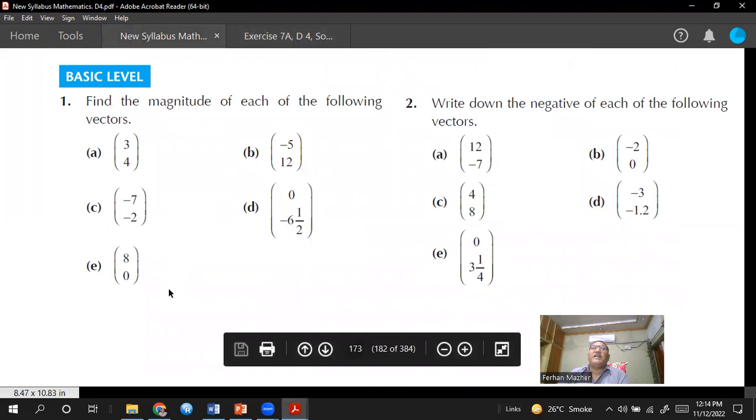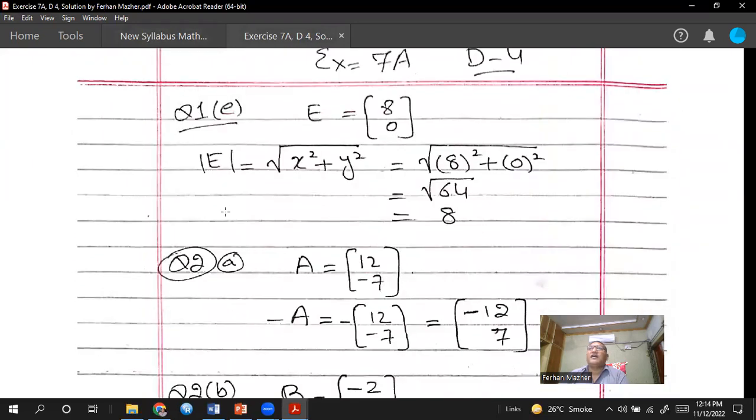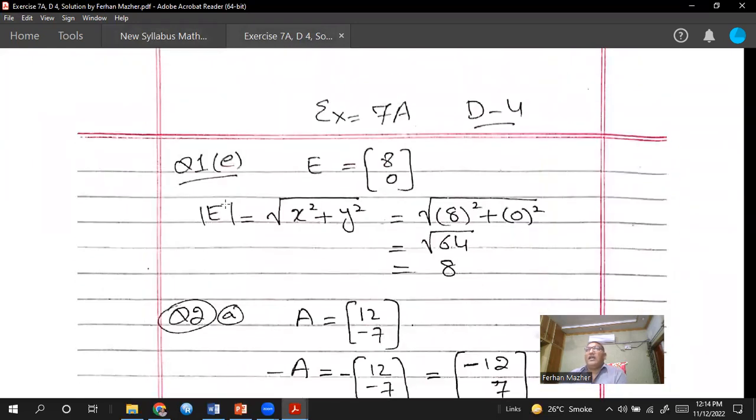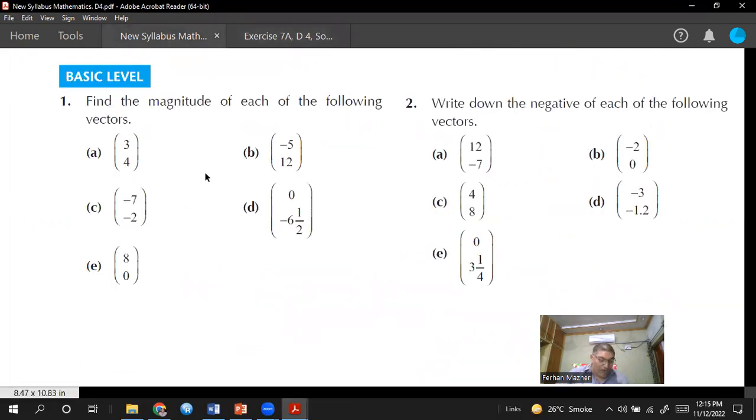Okay, so the E part is 8, 0. The X is 8, the Y is 0. So it will be the square root of X square plus Y square, and that will be 8 square plus 0 square, square root of the whole thing. That will be 64, square root of that, and it will be 8. So the square root of 64 is 8. This is how you will do question number 1.